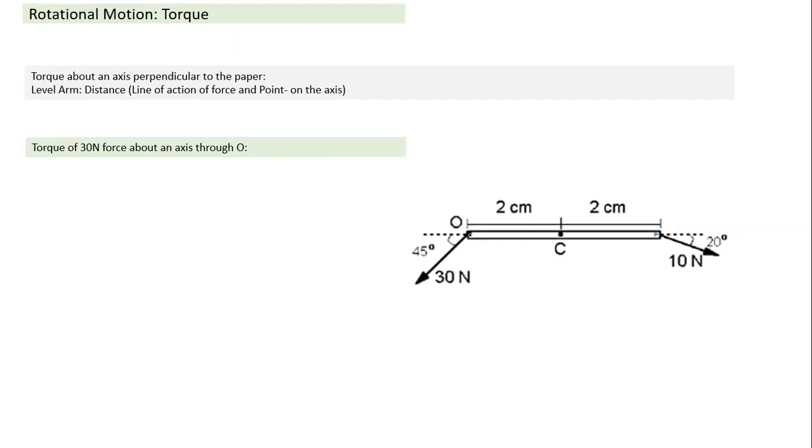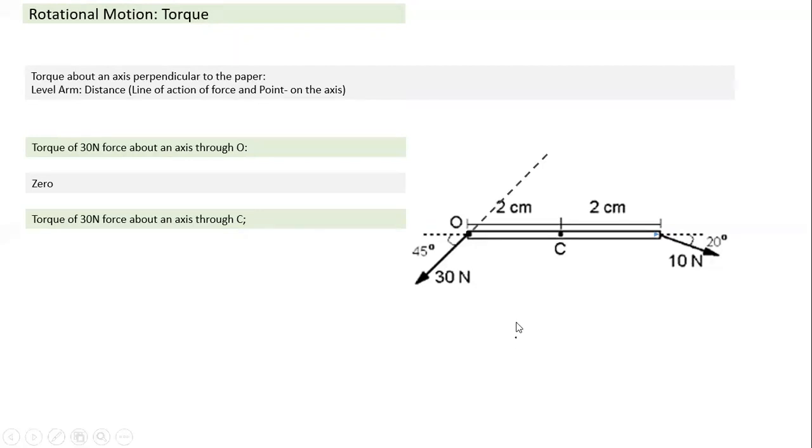Perpendicular distance is zero. But for the same force, if I ask what is the torque of this 30 Newton force about point C here, then it will have non-zero torque. How would I find torque in that case? I imagine this is the line of action of force, and multiply the force by the perpendicular distance, which we call the lever arm. We drop a perpendicular from here onto the line. This distance being 2 centimeter and this angle 45 degree, I can find the lever arm, the perpendicular distance, is root 2.